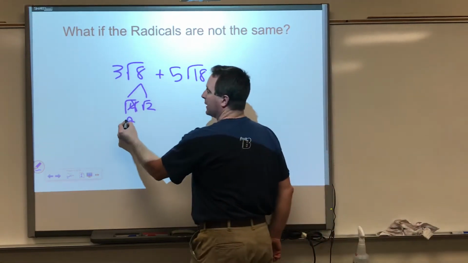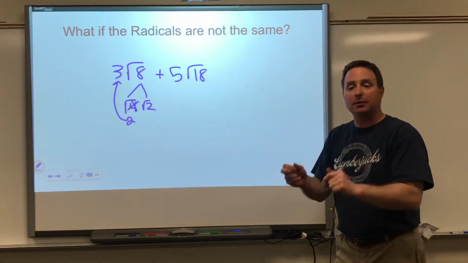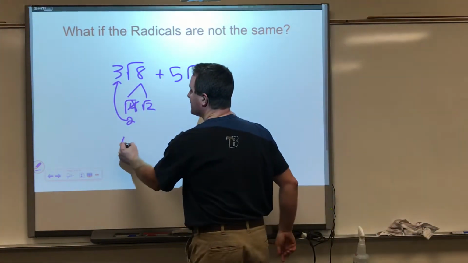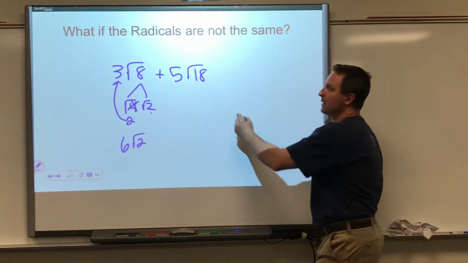Now the difference on this one is, notice, there's a multiplier. There's a number in front. Don't forget to multiply those together. 2 times 3, that's 6. Square roots of 2 is what that first one turns into.